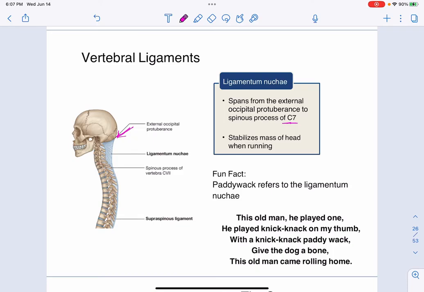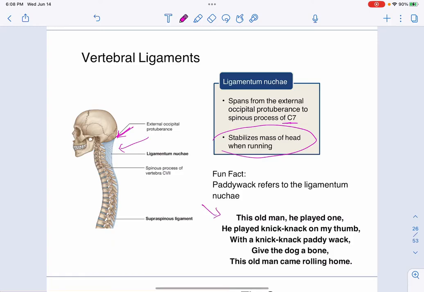And this is what is going to stabilize our head while we are running. So we don't have the bobblehead, like at a baseball game or those little figurines, how the head kind of bobbles around. This is going to help secure our head when we are running.